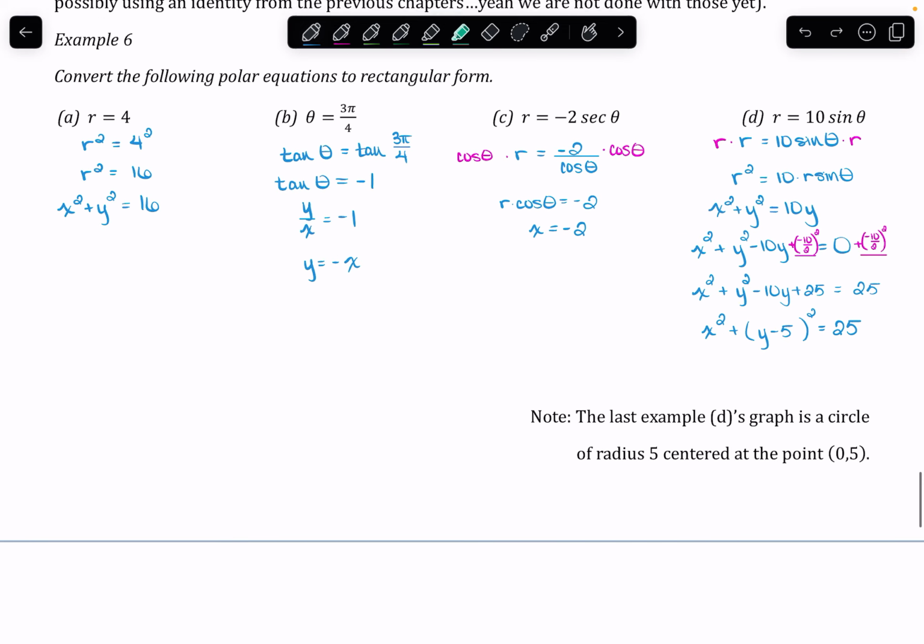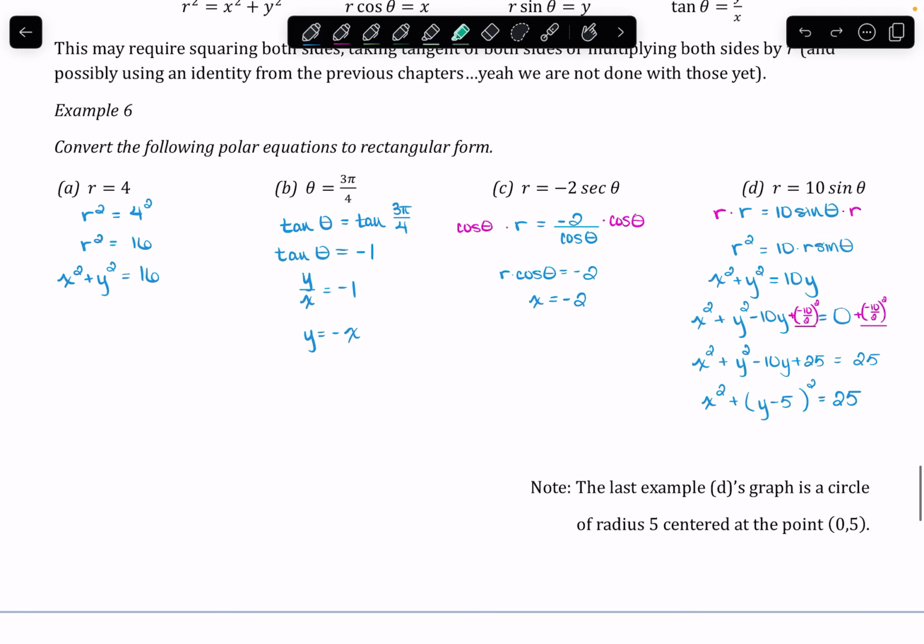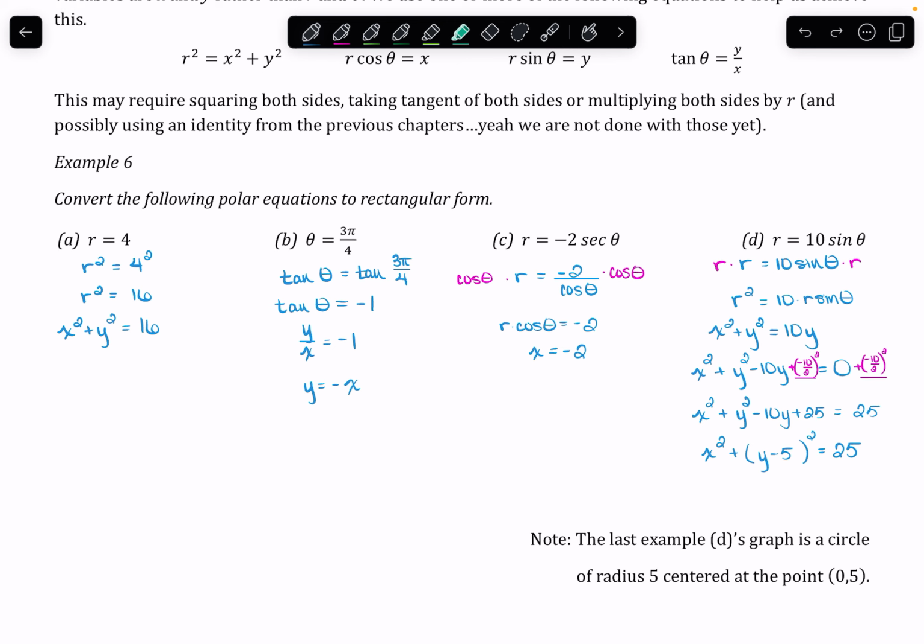So those are going to be your little more creative ones. And that is the end of the polar introduction.